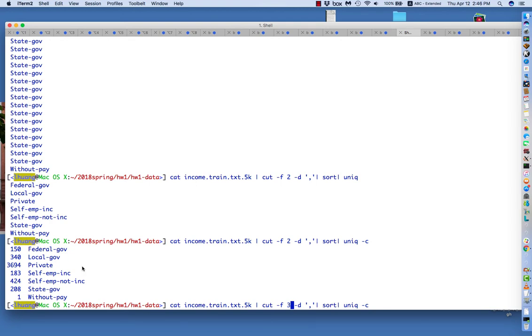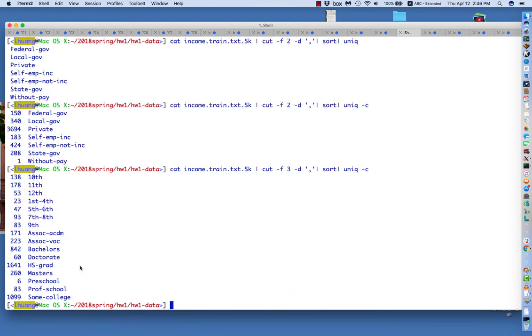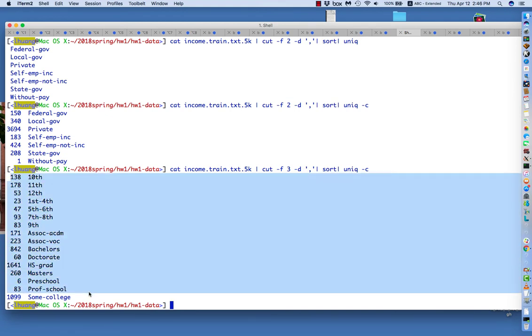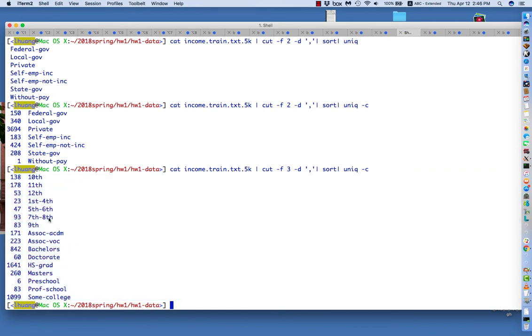The third field, you can do the same, that's education. And wow, these are the educational levels present in this data set. There is 10th grade, that means high school dropout, 11th grade, 12th grade, these are all high school dropouts. If they graduate from high school, it's high school grad, right? And you can see that by far, this is the majority. The biggest type is high school grad, all right?